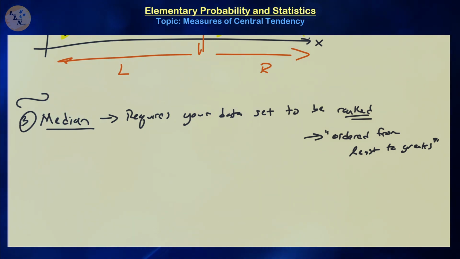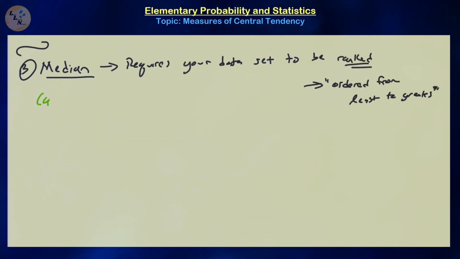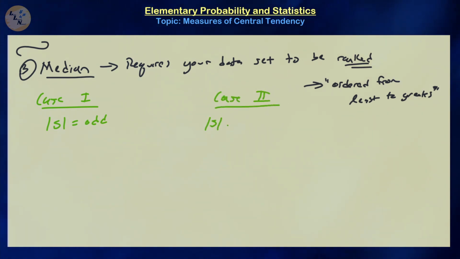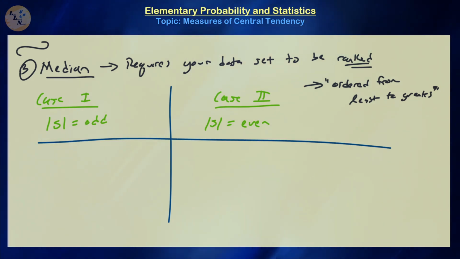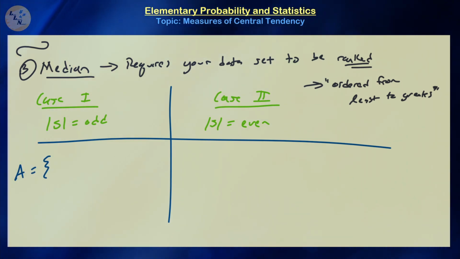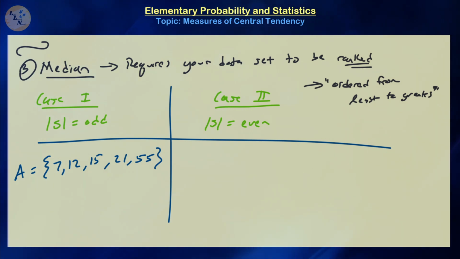And the median actually has 2 variations on how you're going to calculate it, and I'm going to give you an example for both. So you have case 1. That's if your cardinality of your set, or the size of your set, is odd. That's probably the easiest case. And case 2 is if the size of your set is even. So let's look at an example where the cardinality of a particular set is odd and discuss how we're going to find the median of that particular data set. So we have A, so this is going to be our set. This is going to consist of the values 7, 12, 15, 21, 55. So we see that this set is definitely ordered from least to greatest, so it is a ranked set.